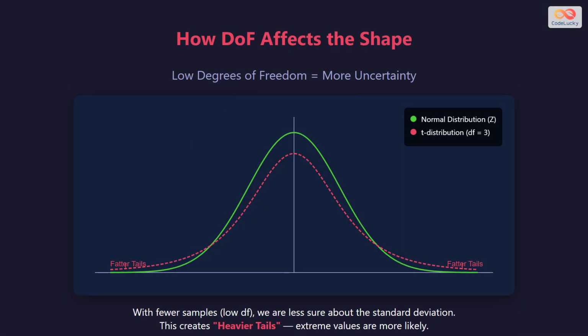Why does this matter? Degrees of freedom directly control the shape of the t-distribution. When we have few degrees of freedom, our estimate of the standard deviation is uncertain. This uncertainty creates fatter tails compared to the normal distribution. As you can see in the graph, the red dashed line has more area in the extremes, meaning extreme values are more likely when we have fewer degrees of freedom.